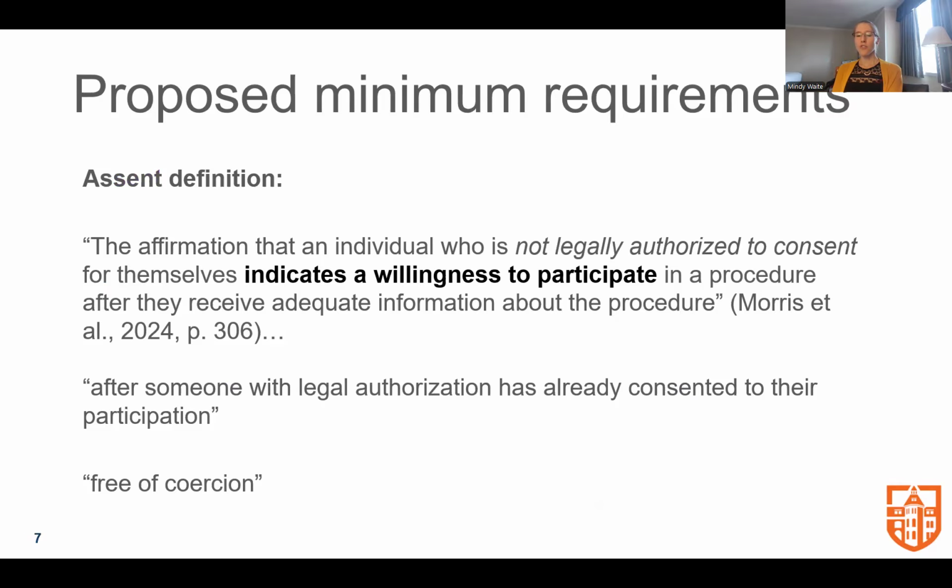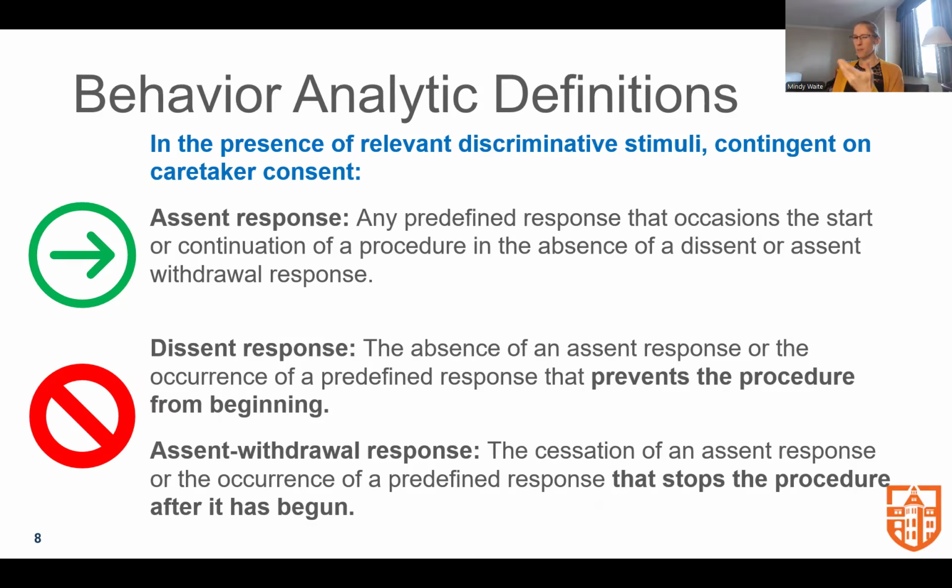And so in order to make this more operational, we've taken this from more of a behavior analytic lens. And I want to share with you how we think we would define an assent response based on the definition I've just shown you. We would say that in the presence of relevant discriminative stimuli, meaning cues to the animal what the procedure is that's about to happen, and contingent upon caretaker consent, an assent response would be any predefined response that occasions the start or continuation of a procedure. And if we're going to have a meaningful assent response, the animal must also be able to opt out of the procedure, meaning that an assent response must be in the absence of a dissent or assent withdrawal response, which we will define next.